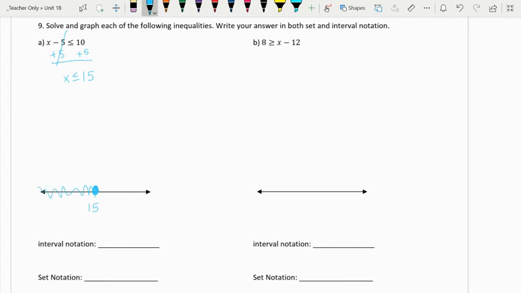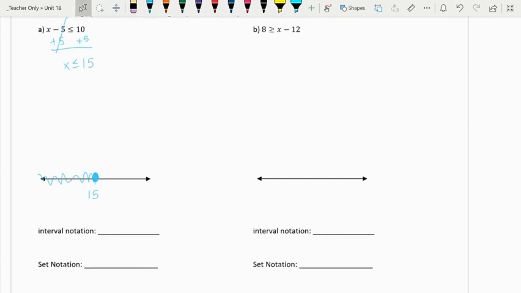So based off of that, I can write my interval and set notation. Well, set notation is the same as what I wrote: x such that x is less than or equal to 15. In interval notation, our farthest left is negative infinity. Farthest right is 15. And it is a bracket because it's included.